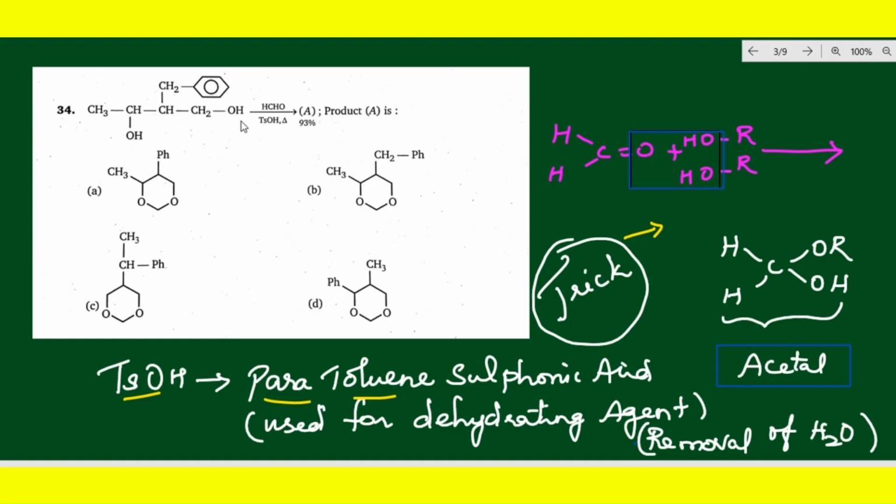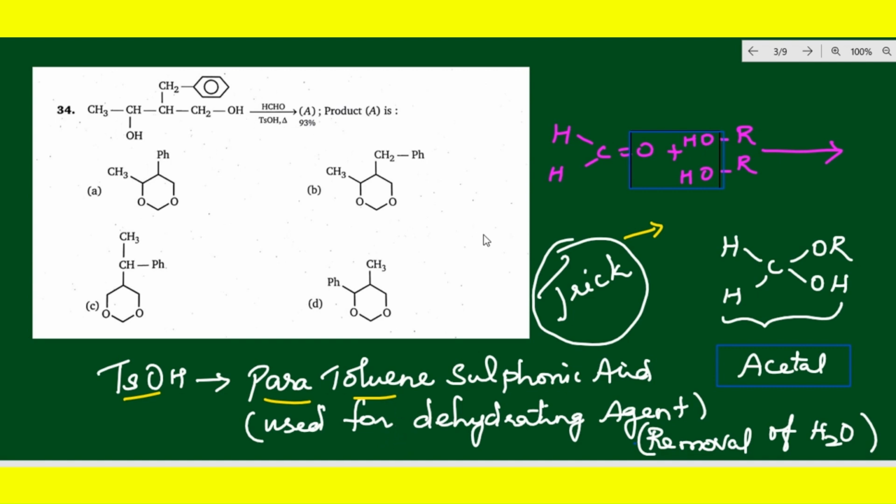See, formaldehyde reacts with CH2OH, that means alcohol. Primary alcohol reacts with formaldehyde. So that is the small trick for you to understand. I just bring it to your notice. Here formaldehyde, HCHO, combined with 2 molecules of alcohol, you are getting acetal. That's all. This is a trick for you to understand. Removal of water: para-toluene sulfonic acid is used for removal of water, as a dehydrating agent.